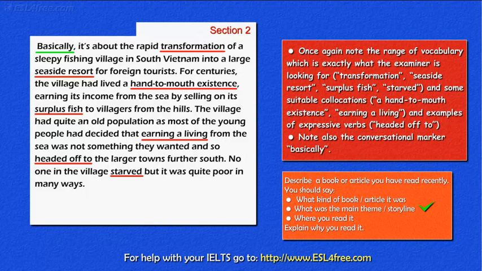Once again, note the range of vocabulary, which is exactly what the examiner is looking for. Transformation, seaside resort, surplus fish, starved, and some suitable collocations. A hand-to-mouth existence, earning a living, and examples of expressive verbs, headed off to. Note also the conversational marker basically.